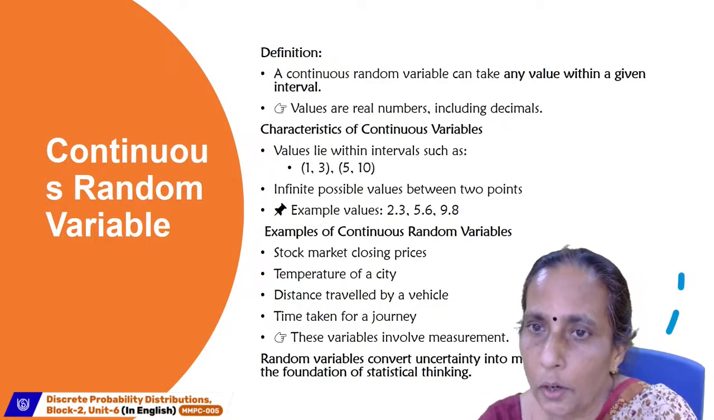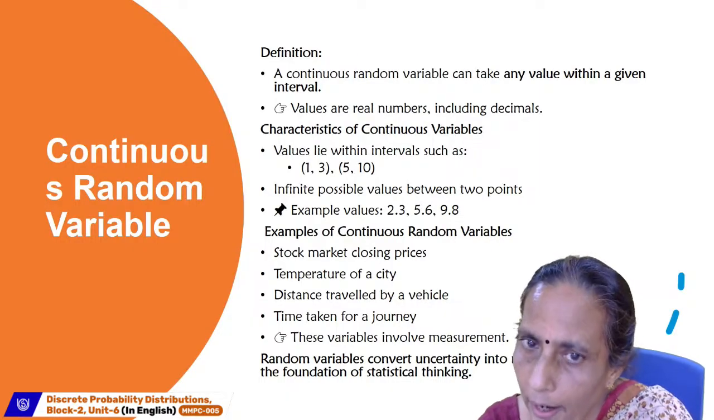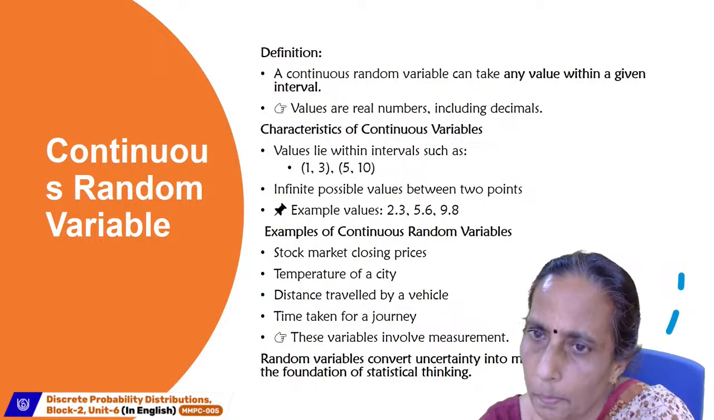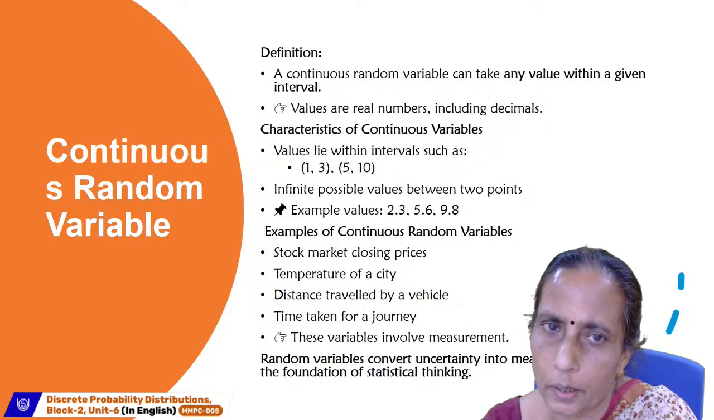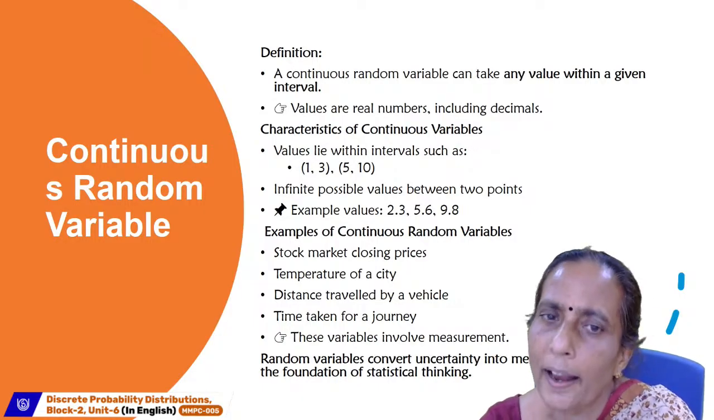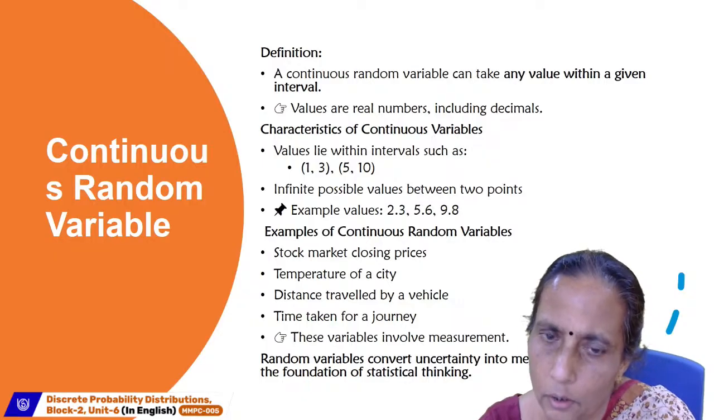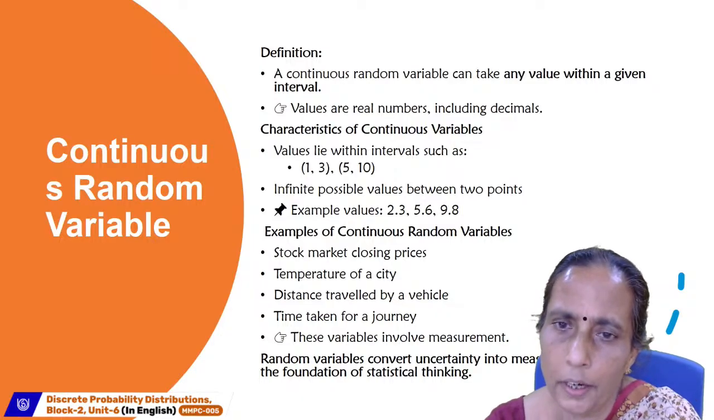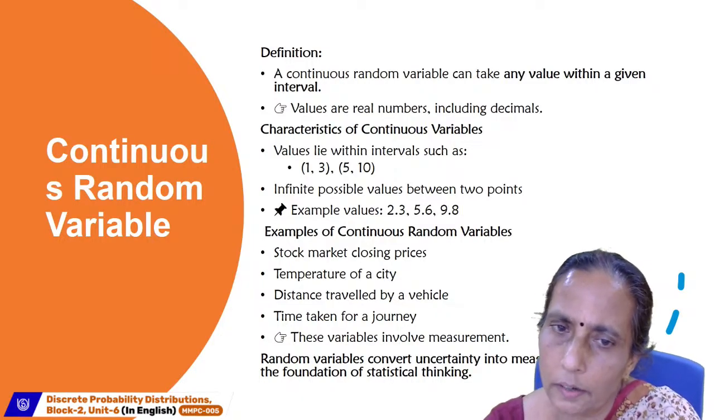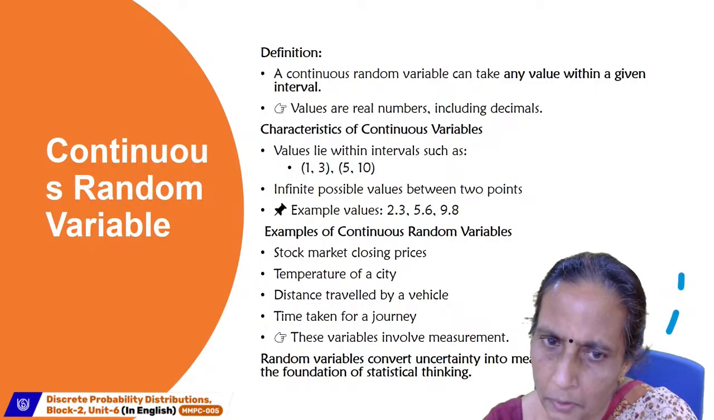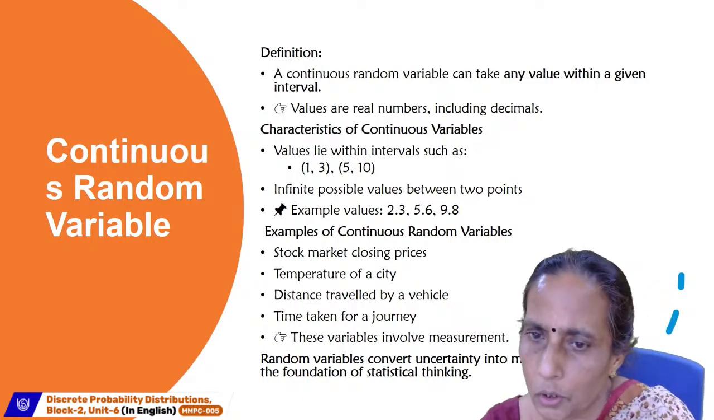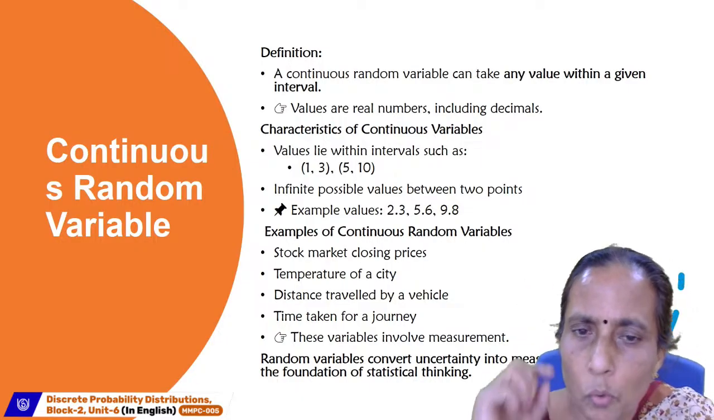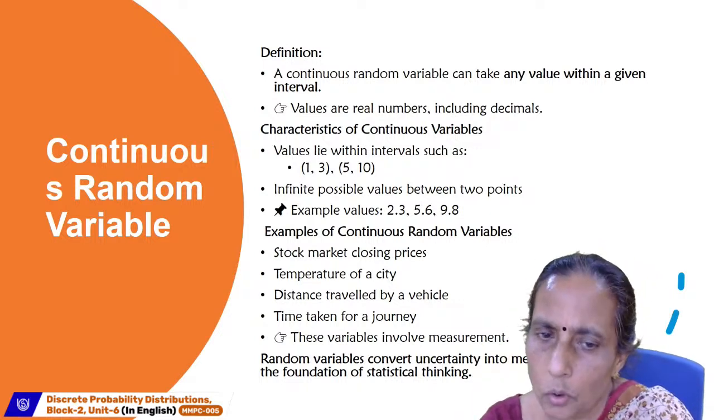One more is the continuous random variable, which can take any value within a given interval. So the values are real numbers including decimals. That means a continuous random variable can take a fractional value or decimal points. The characteristic of a continuous variable is that it lies within an interval such as 1 to 3, 5 to 10 and so on. So there are infinite possible values between 2 points, for example 2.3, 5.6, 9.8 and so on.